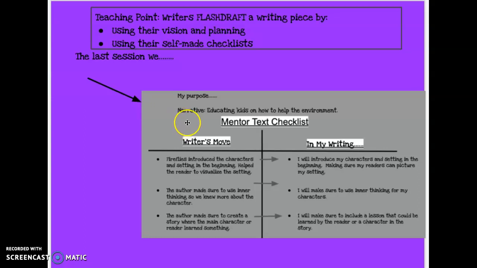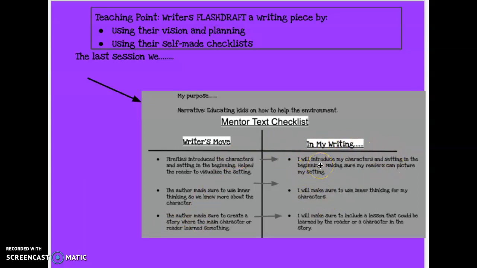And then I went in and I thought about all those great writers' moves that our narrative texts have shown us and taught us throughout the year since our narrative unit and all throughout reading in the year. And I wrote some ways that I could incorporate those moves into my own writing. So I jotted down things that I noticed in my mentor text and how I was going to transfer it. So I want to go back and look that over.